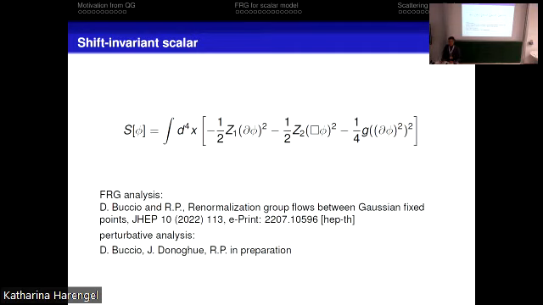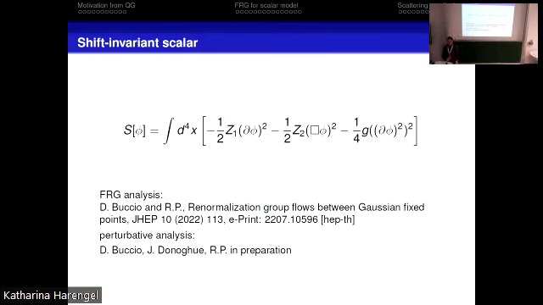And I'm going to discuss this question in the context of this very simple scalar model, which has two kinetic terms, a normal kinetic term and a high derivative one, and then an interaction with 4 fields and 4 derivatives. And the main feature of this action is that it is invariant under shifts of the field. So phi goes into phi plus constant is a symmetry of this theory.